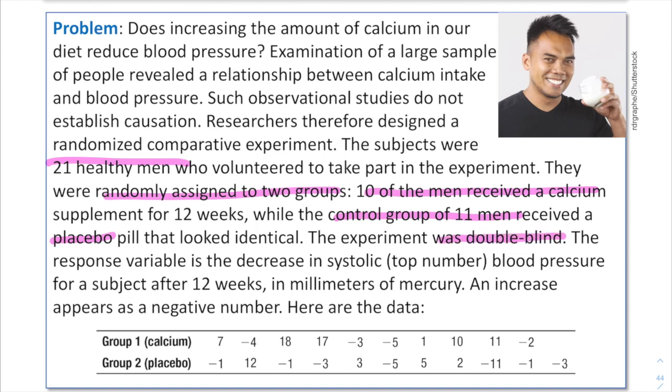The experiment was double-blind. Remember, double-blind means the person handing off the medication to the participant does not know what they're giving, and also the person receiving the medication is not aware of what they're receiving. The response variable is the decrease in the blood pressure for the subject after 12 weeks. So what they did is they took their blood pressure before they started the treatment, and then when the 12 weeks were done, they took their blood pressure again, and they subtracted to figure out what the difference was. So negatives mean that the blood pressure actually went up, whereas positives mean the blood pressure went down.